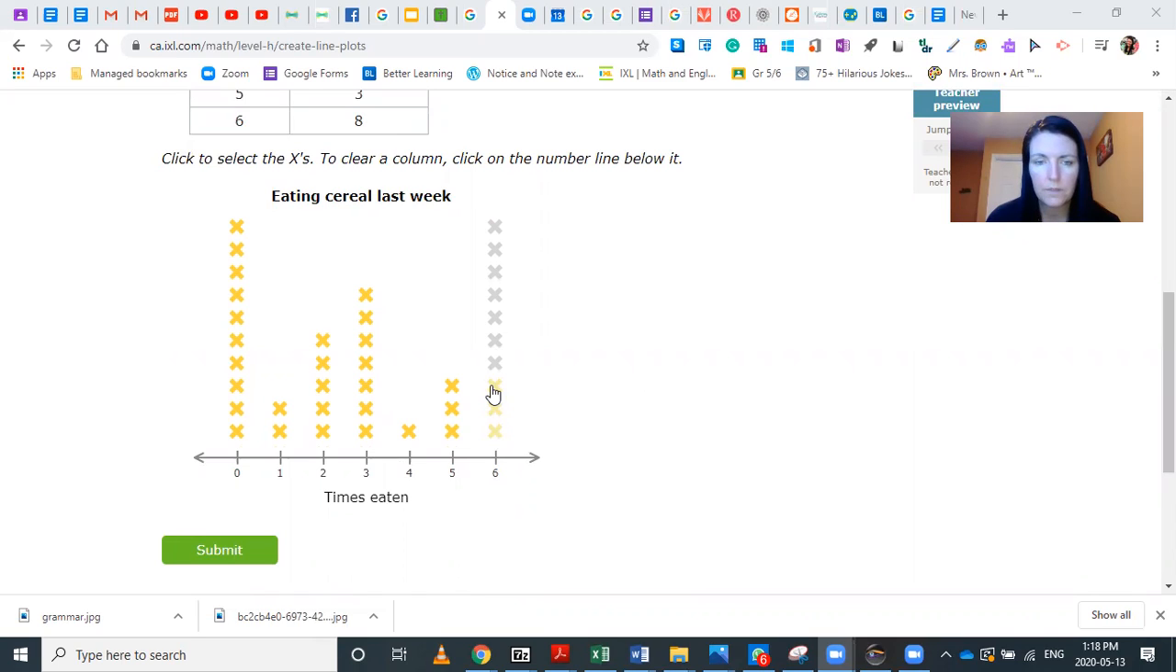1, 2, 3, 4, 5, 6, 7, 8 people ate cereal 6 times last week. I wonder where you would put your little X on this graph. I think I would put mine on the 6th column.